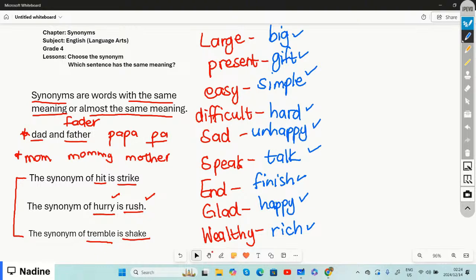Instead of saying, oh, this test is so hard, you can say, this test is difficult. This is not as easy as I thought it would be. Or instead, you can say, this is not as simple as I thought it would be. I can't wait to get presents for my birthday. Or we can say, I can't wait to get gifts for my birthday, right? Or, wow, that thing is big, or that thing is large.